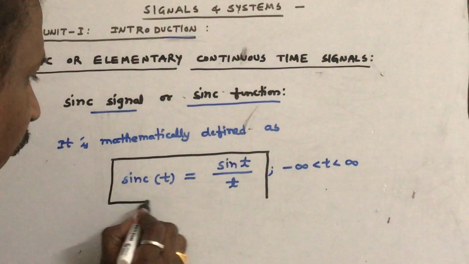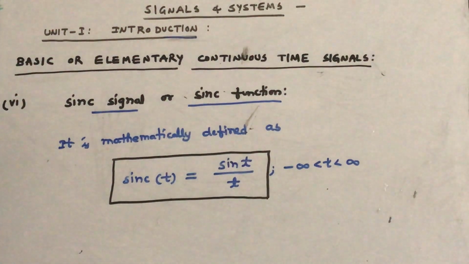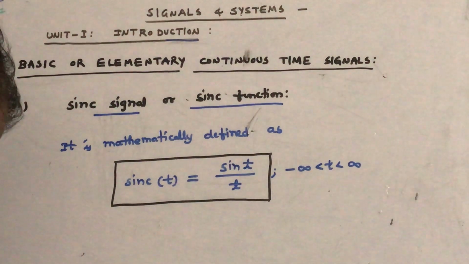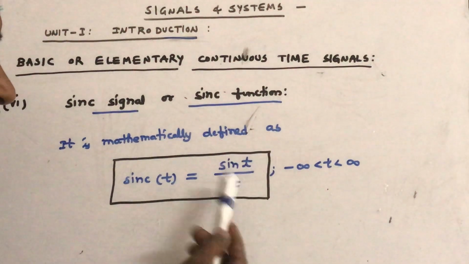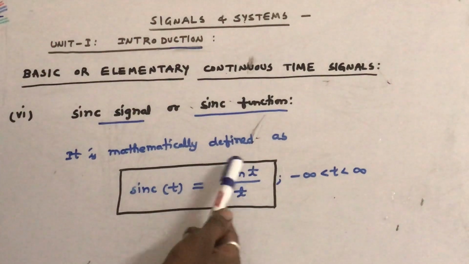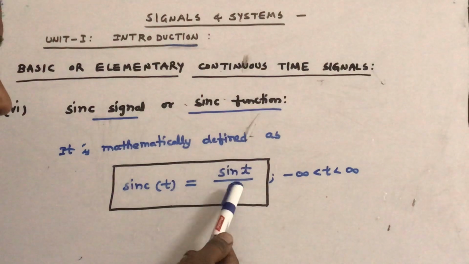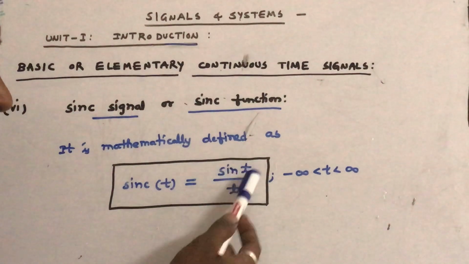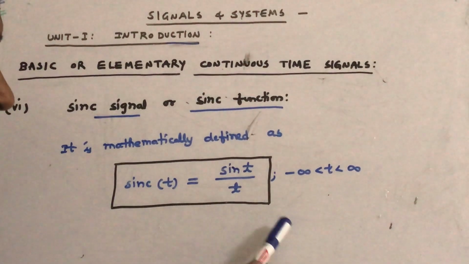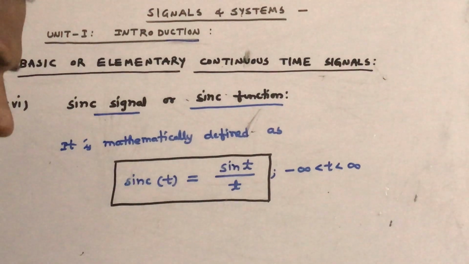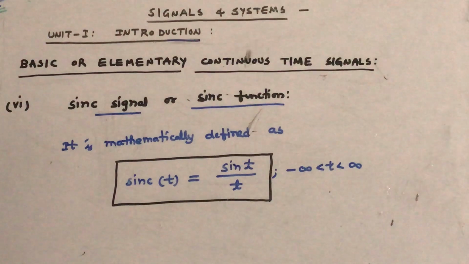So let us find out what will be the nature of the graph of Sinc of t, or sin t by t. Based on this equation, let us find out what the value of this function is at t equal to 0, at what values this function sin t by t will become 0, and what will be the nature of this graph. Let us discuss in the coming session.